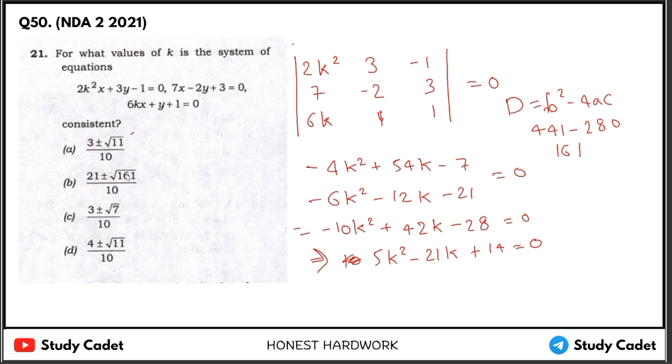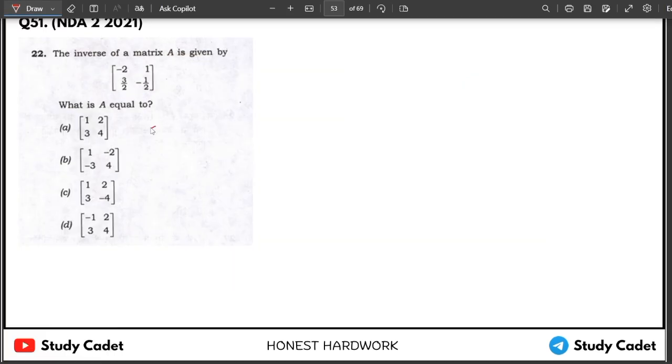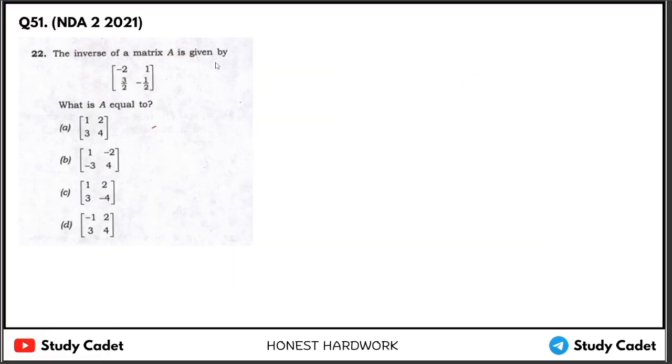I can clearly see roots 161, so it will be the answer. The inverse of a matrix A is given by... we need to find the adjoint first, then the determinant. The adjoint of this matrix will be simply minus 2, minus half, and here minus 2, and just change sign here. This is the adjoint and inverse.